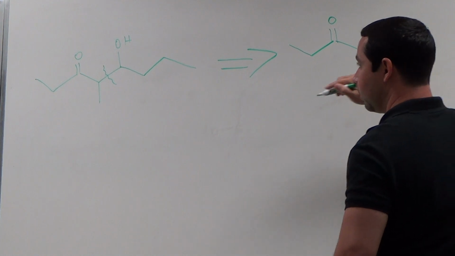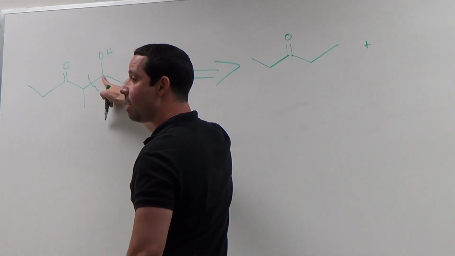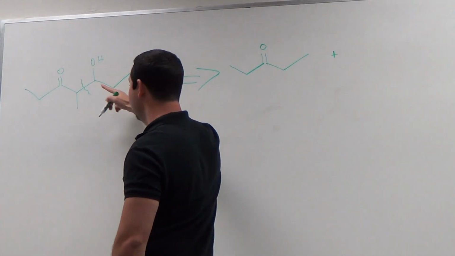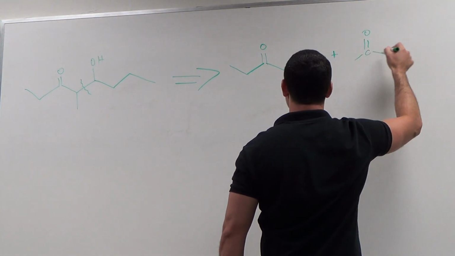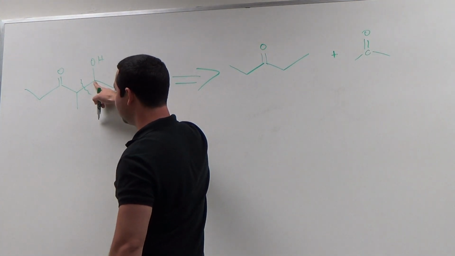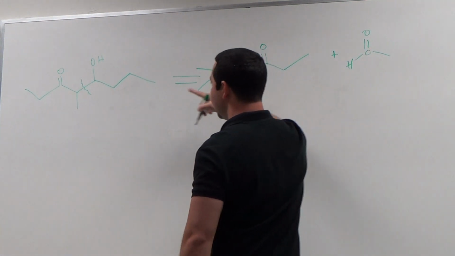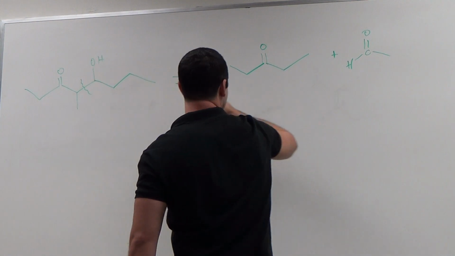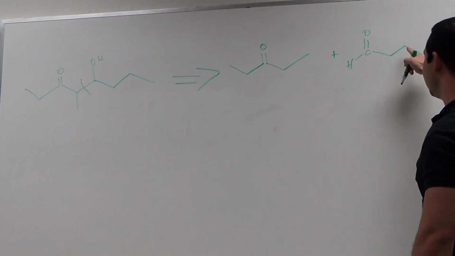That's plus. This carbon here, what does it have on it? An OH. That came from a carbonyl, yes? So, carbonyl. What am I going to put on this carbonyl? It has a hydrogen, so that was an aldehyde. And what else does it have? It has CH2, CH2, CH3. Is that it? Yeah, this 1, 2, 3.